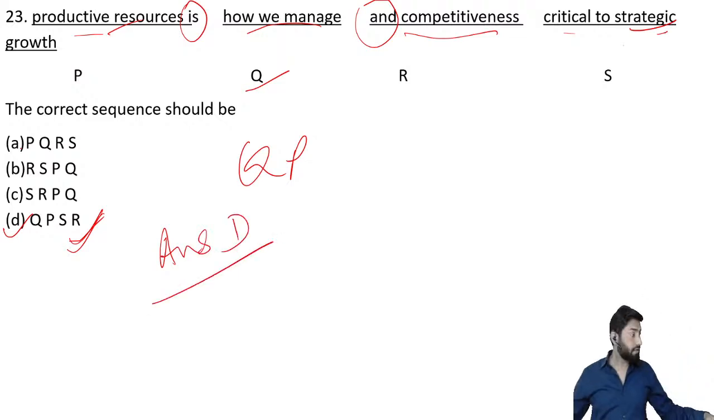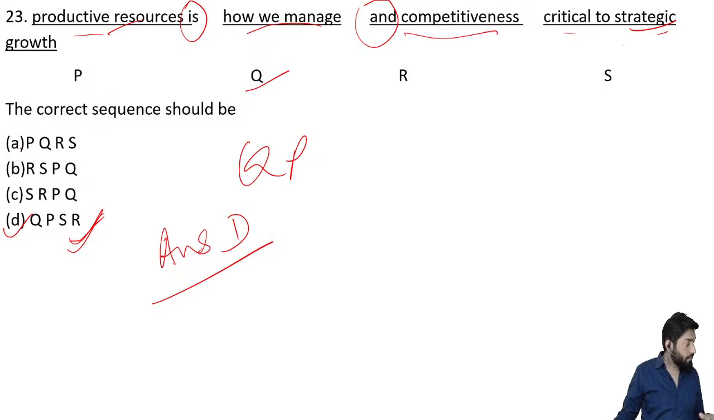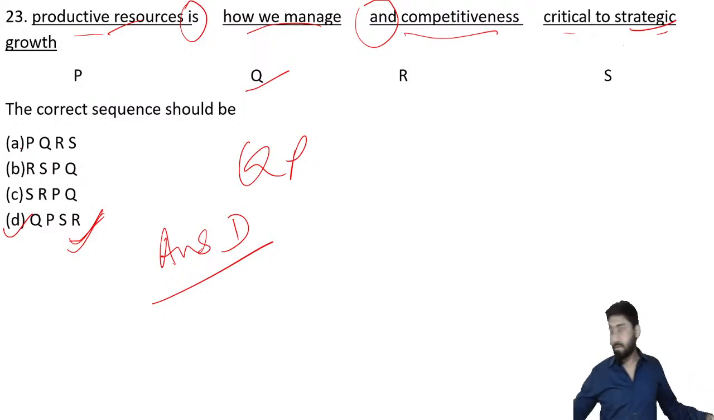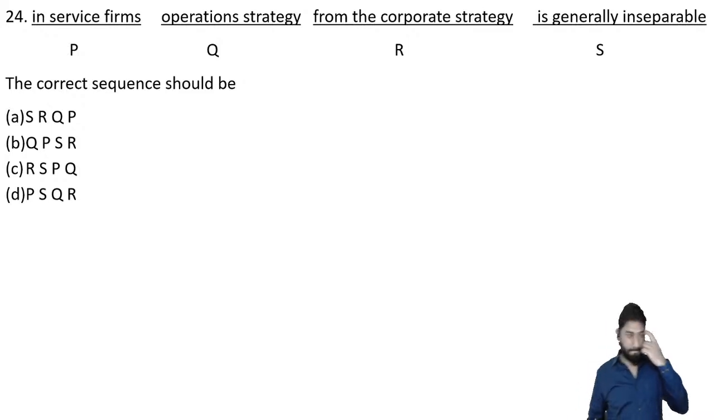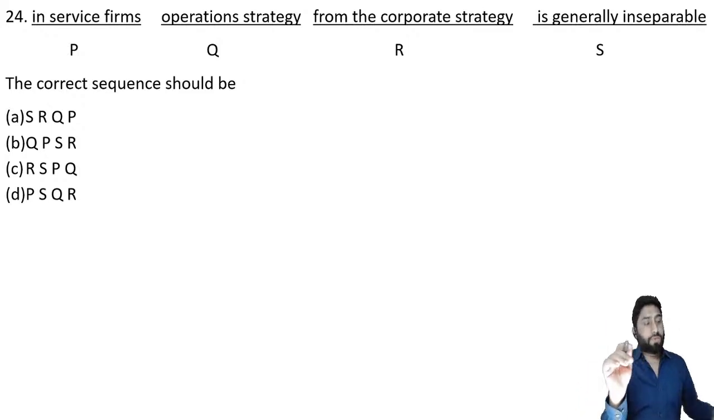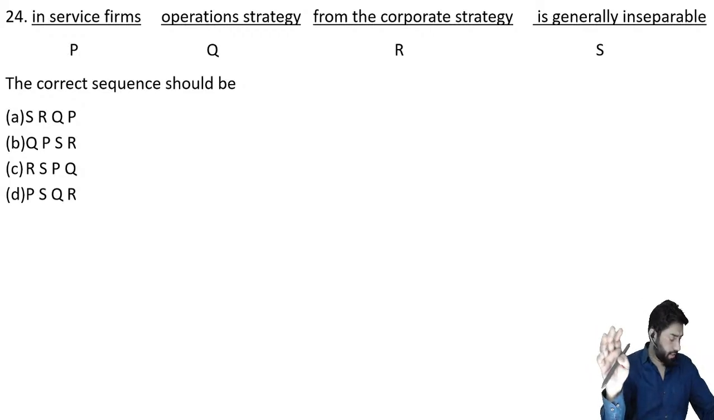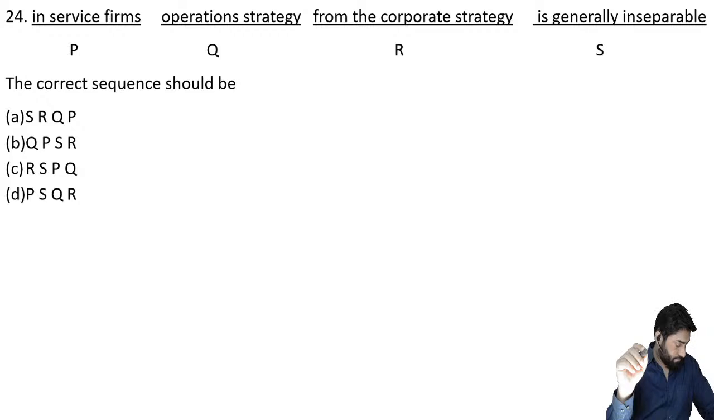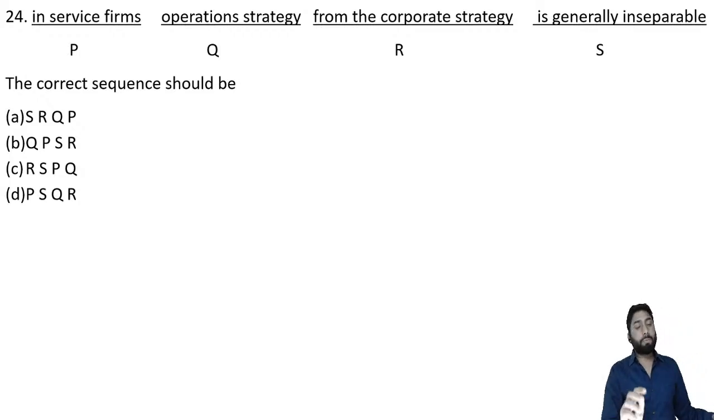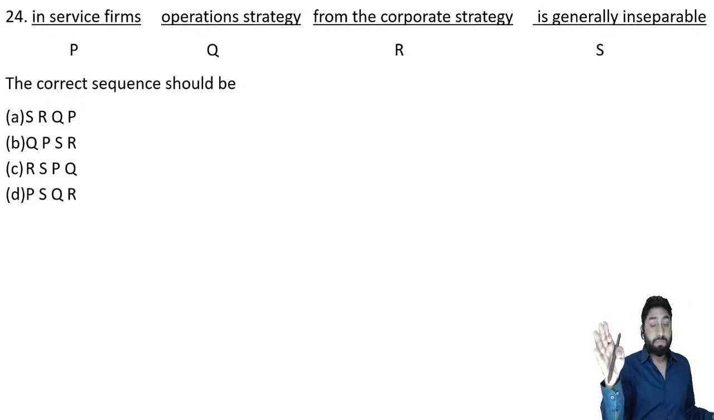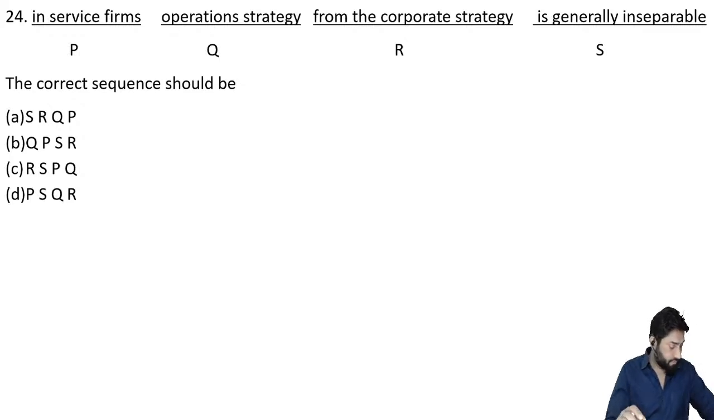Now next, I think that's what most of you marked. Yes, keep answering. 24. Read that. I think it's typed properly. Yes, so set A. In the service firms, operation strategy from the corporate strategy is generally inseparable. PQRS. Check now. Which one is the answer here? Which one will you go for?